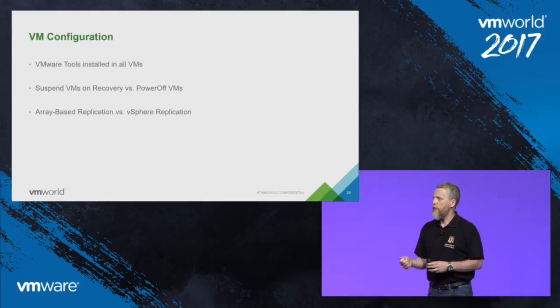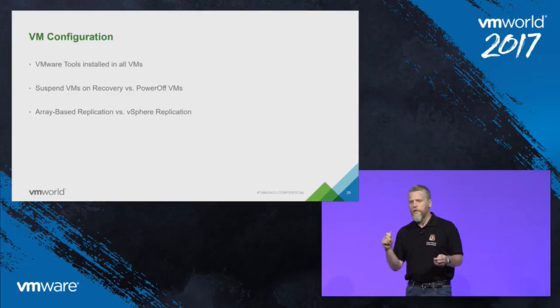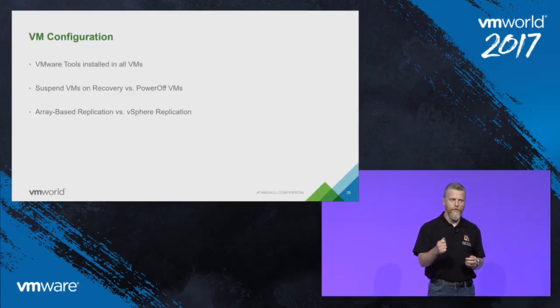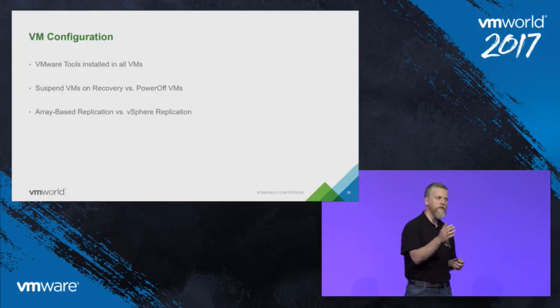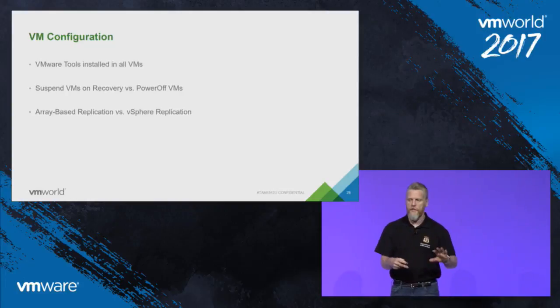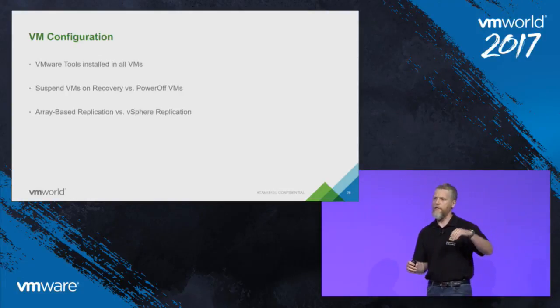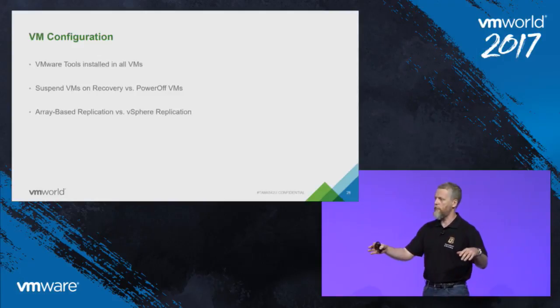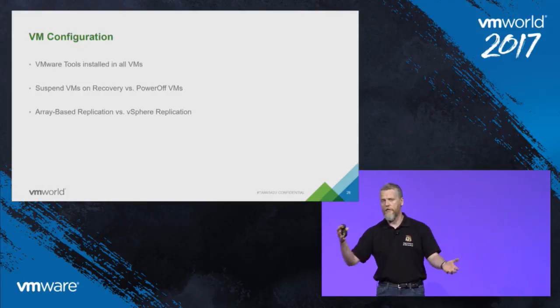Another one is array-based replication versus vSphere replication. In general, I would say, and I don't have really specific stuff to point to yet, but in general, from what I've seen, vSphere replication will be slightly faster than array-based replication from a recovery standpoint with SRM. Now, I want to really emphasize, I am not saying if you want to go faster with your recovery, chuck your array-based replication and use vSphere replication. Because there are obviously other factors in there between array-based replication and vSphere replication.